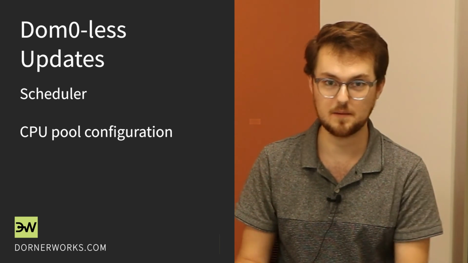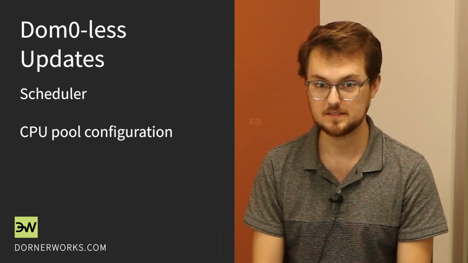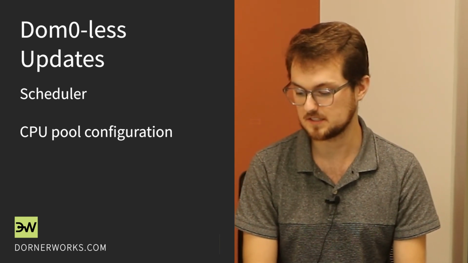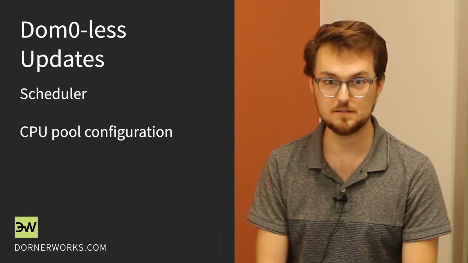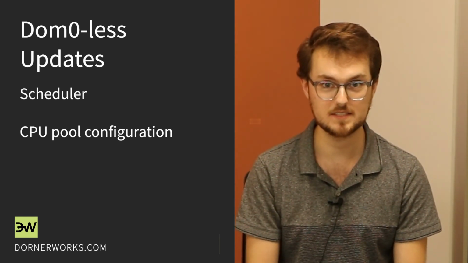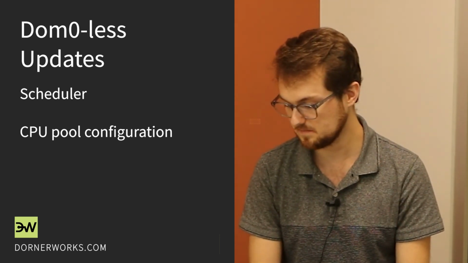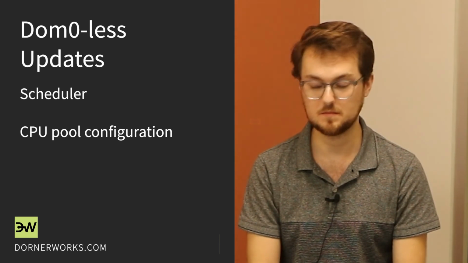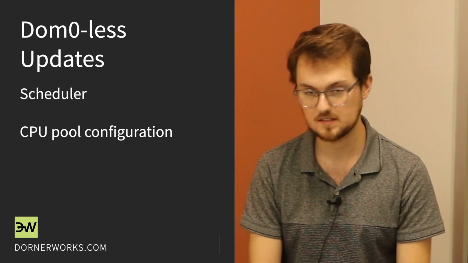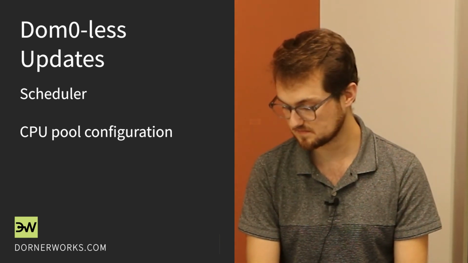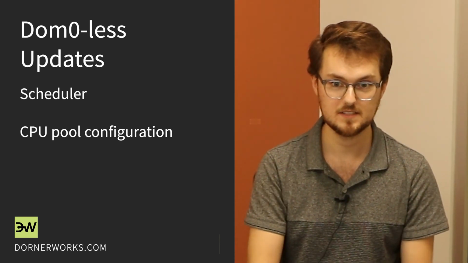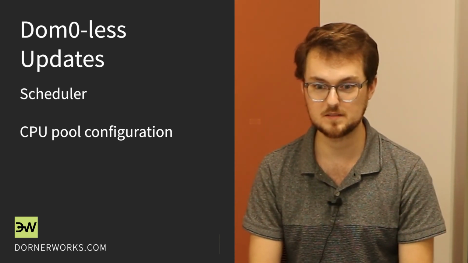Moving to a Dom0-less system might not be desirable anymore because of the CPU pool and scheduler configuration. So DornerWorks has developed a patch series to add this capability to a Dom0-less system. This configuration would be done in your system device tree. It would be parsed by the Xen kernel at boot time. And it would provide the exact same feature set that a standard Dom0 system provides, but now in a Dom0-less configuration.